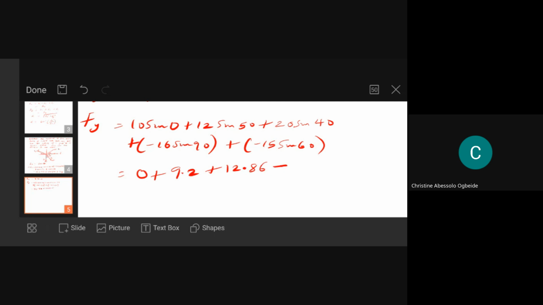So that's 12.86, plus minus is minus. Now sine 90 will simply give us 1, and 1 times 16 will still give me negative 16. Plus minus is also negative. Sine 60 multiplied by 15, what would that give us? So what is 15 sine 60?